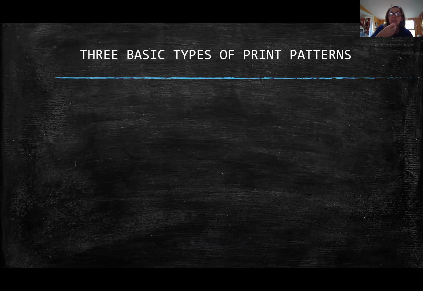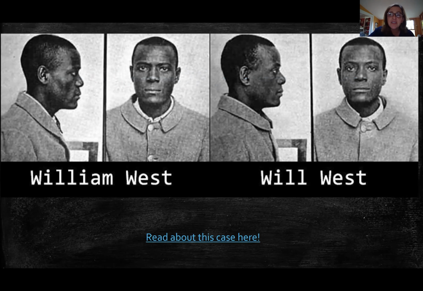So we are going to save the 3 basic types of prints, loops, swirls, and arches, for 2 weeks from now. So instead, this week, you're going to read about these cases. You're going to answer a discussion question. You're going to do a lab on Bertillon measurements, and you're going to get caught up on any back work. So before the 10 weeks is over, we can get everybody up to a nice high grade in forensics.